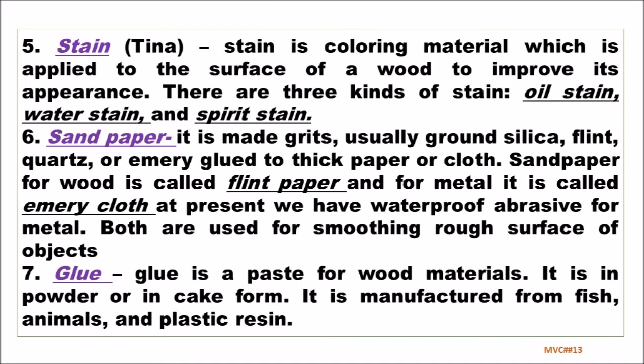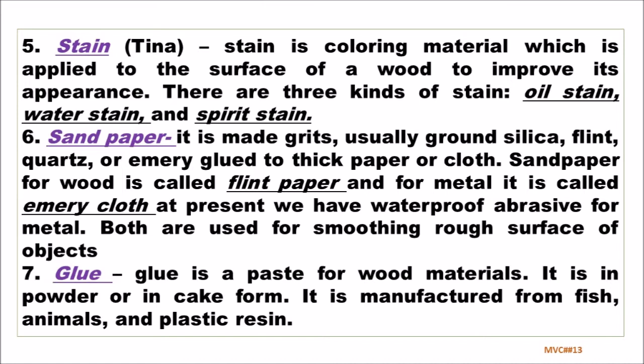Number 6 is sandpaper o liha. Kadalasan po ito ang ginagamit natin para maging makinis ang isang furniture. Sandpaper for wood is called flint paper, and for metal, it is called emery cloth. At present, we have waterproof abrasive for metal. Both are used for smoothing rough surface of objects.